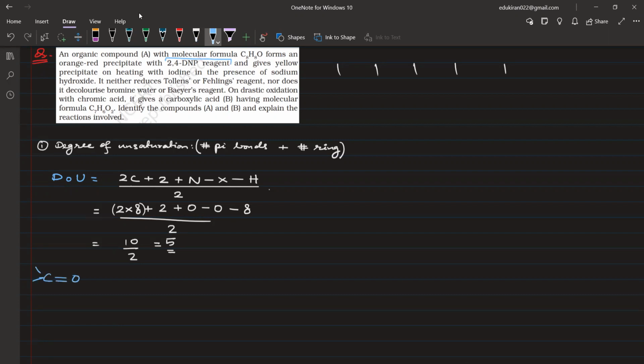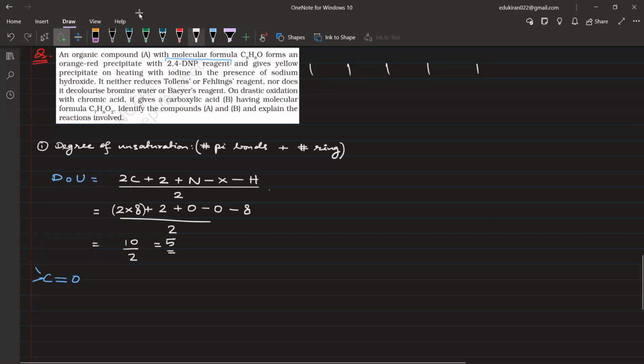Is that clear? It is an aldehyde or a ketone? Yes or no? Please tell me. Quickly tell me yes or no. If I see this information that it reacts with 2,4-DNP reagent, do you remember 2,4-DNP? It is 2,4-dinitrophenylhydrazine, right? Ammonia derivative. Yes, ammonia derivative. So it is reacting with an ammonia derivative, what does this mean? It is either an aldehyde or a ketone. So we have figured out C double bond O is present.